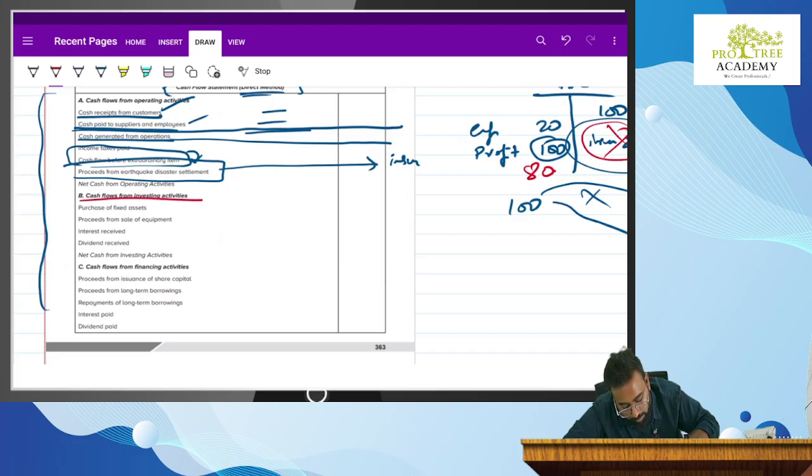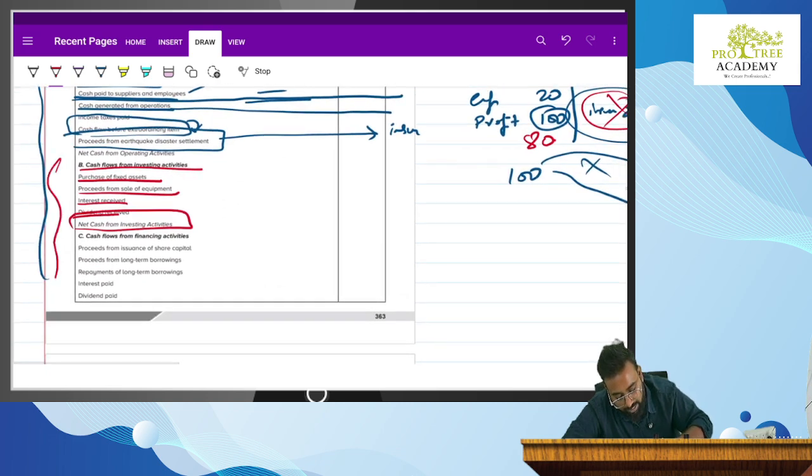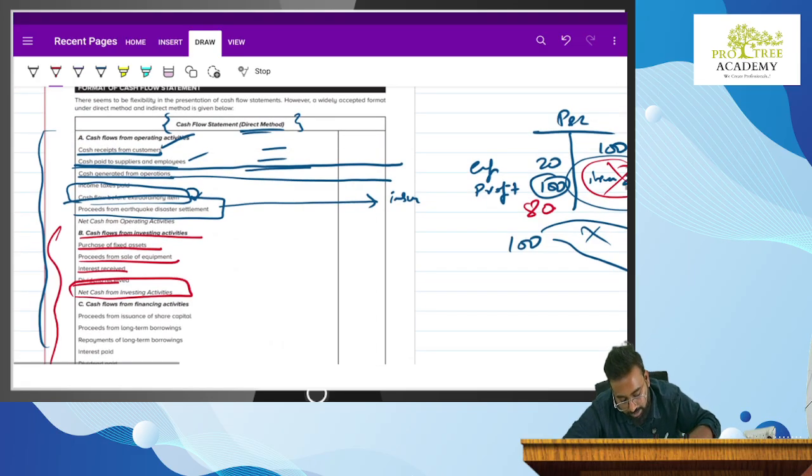Cash flow from investing activity: purchase of fixed assets, proceeds from sale of equipment, interest received, dividend received will give you net cash from investing activity. So remember, these two activities are straight away simple, sir. Straight away they will give you, you will have to answer. But this is the only part where you have to struggle to find out the things. Clear, everyone?